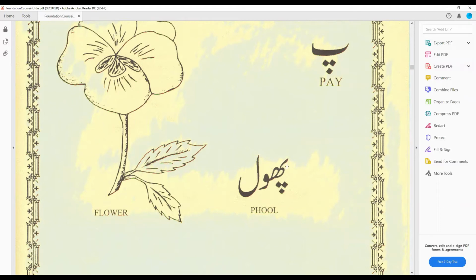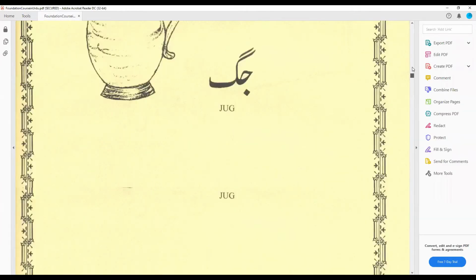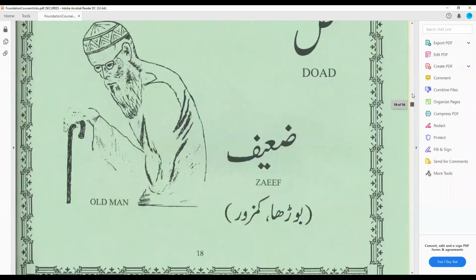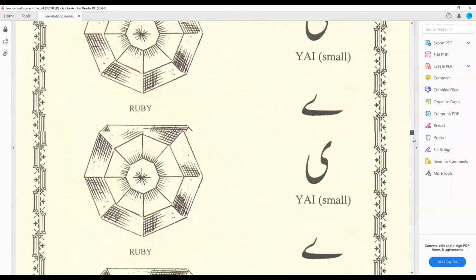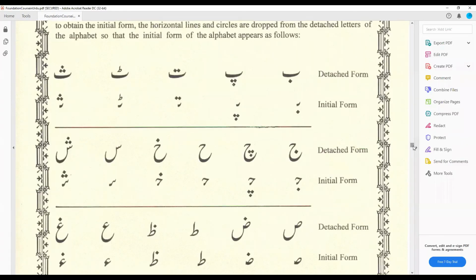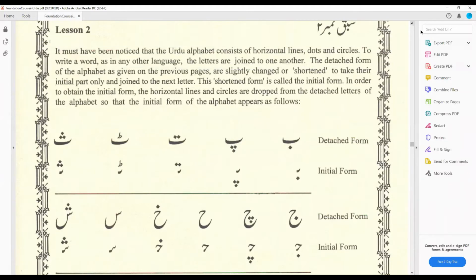This is how they join: pay, hey, wow, and lam. I think it's more convenient if I go straight to the lesson and leave the alphabet. We can come back for the vocabulary, but I don't want to waste the time. I want to show you how we can join the letters. This page is a very important page in the Urdu lesson.